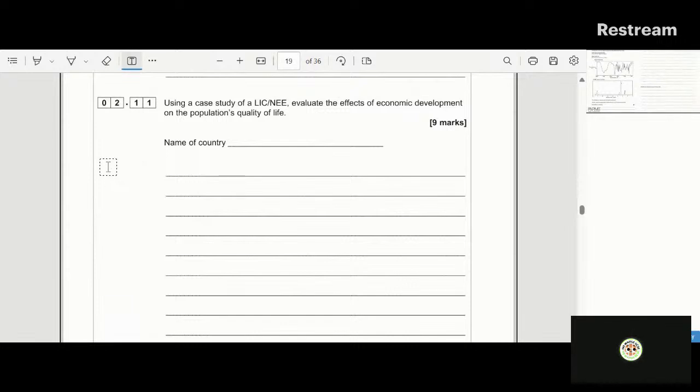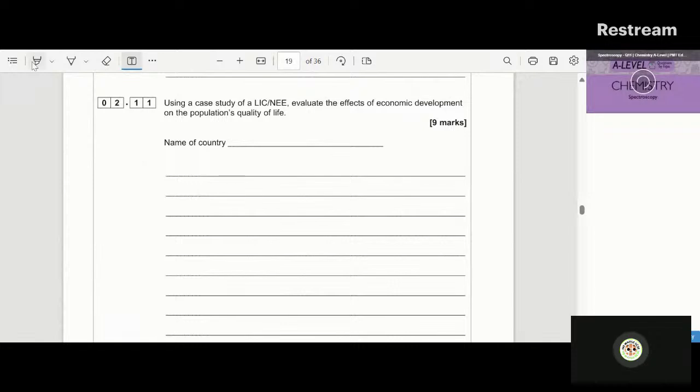So, using a case study of a low-income country or newly emerging economy, evaluate the effects of economic development on the population's quality of life. So here it's being specific, it's honing in on quality of life and how economic development has impacted that.